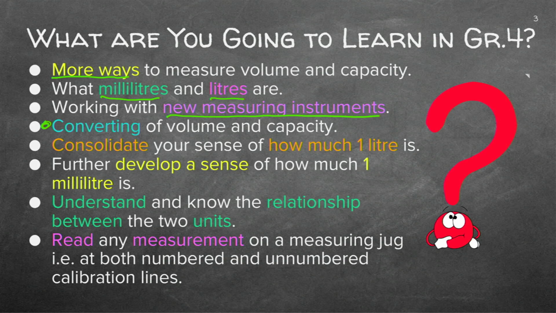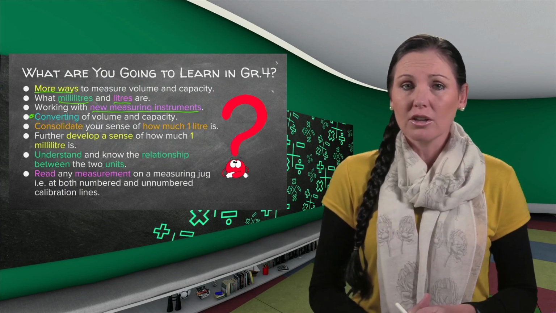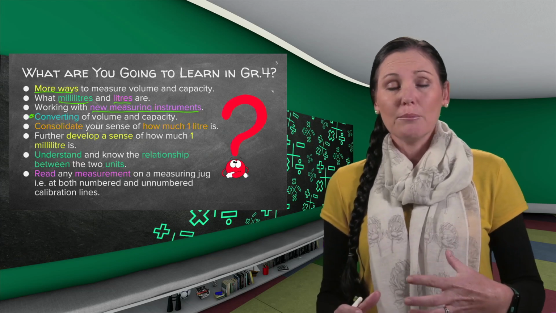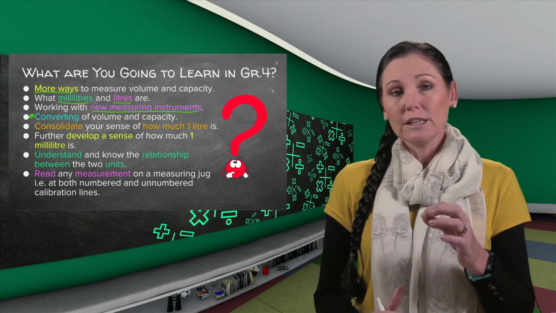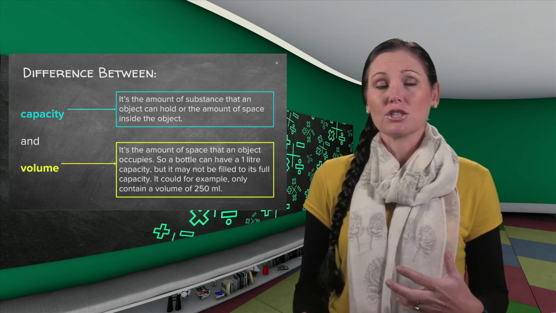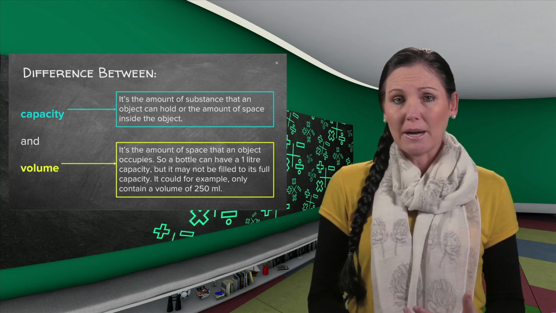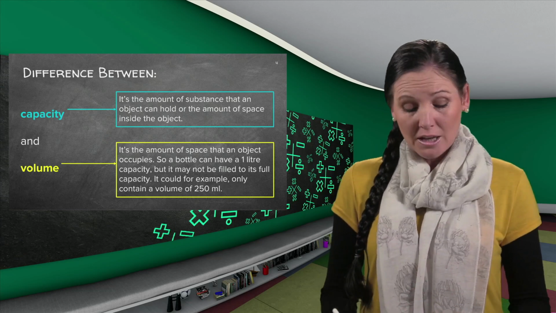Understand and know the relationship between the two units, and then read any measurement on a measuring jug at both numbered and unnumbered calibration lines. Now that means if I give you a jug, there might be lines on the jug telling you how many milliliters or liters, or I can leave out the numbers and you have to know what each line means. So let's start with, remember this is an introduction to what is volume and capacity. And it's very important to know the difference between the two.